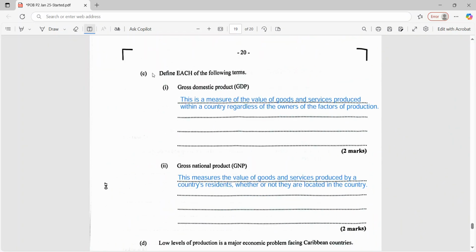Question 5C says define each of the following terms. The first one being gross domestic product, GDP. Now, GDP is a measure of the value of goods and services that are produced within a country, regardless of whether the owners of the factors of production are in the country. While gross national product is the measure of the value of goods and services produced by a country's citizens, whether or not they are located in the country. All right, so I hope you're noting the difference.